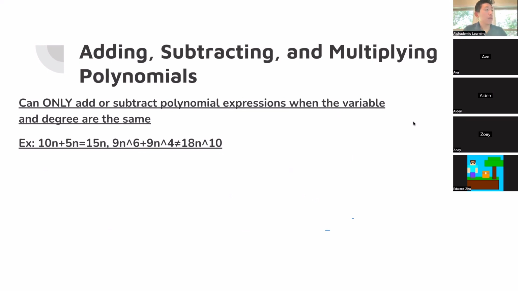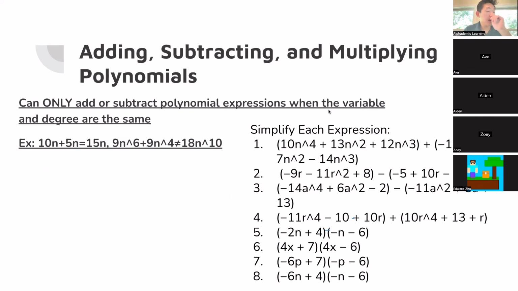All right. Adding, subtracting, and multiplying polynomials. I think this should be pretty much a review, but just remember that when you're adding or subtracting a polynomial, you can only add or subtract when the variable and the degree are the same. So you can add 10n plus 5n is 15n, but you can't add something like 9n to the 6th plus 9n to the 4th. You just can't add them.